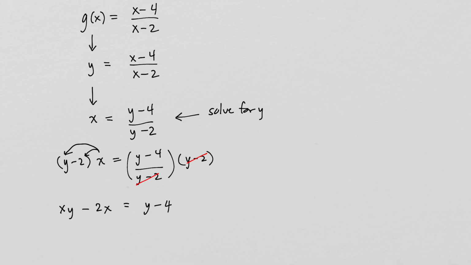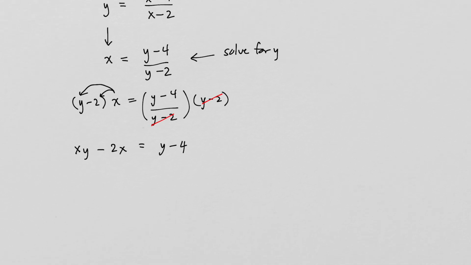Now, keep in mind, we're trying to solve for y. Notice that we have a y here and we have a y here. So we're going to get those on the same side. I'm going to subtract y from both sides. And at the same time, let's go ahead and add 2x to both sides. So we're going to have xy minus y is equal to, because these cancel, and on the other side, we have negative 4 plus 2x, or 2x minus 4.